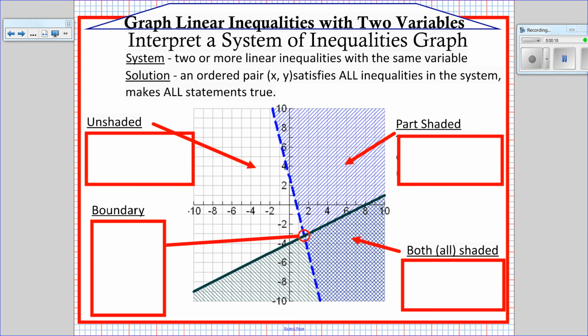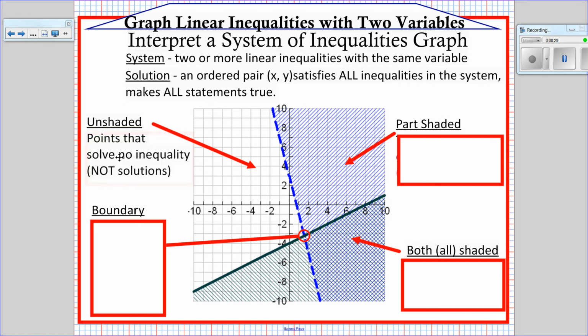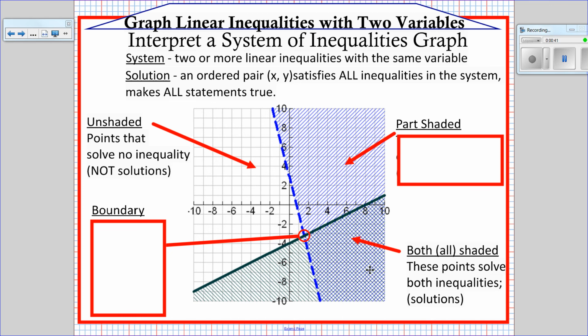Okay, so when you have a system of inequalities on a graph, you're going to have a couple of different areas. You're going to have an unshaded area, and that unshaded area is going to have all of the points that are not a solution to any of the inequalities. You're going to have a double shaded region, where everything is shaded, and these points are going to solve both or all inequalities. These are going to be the solutions that we're looking for.